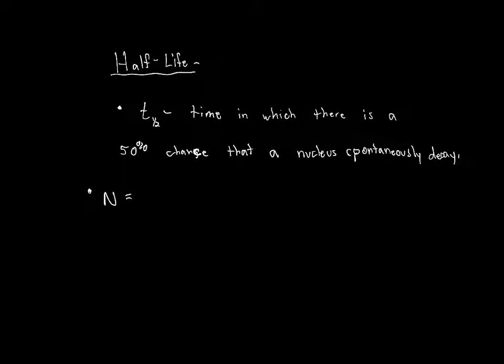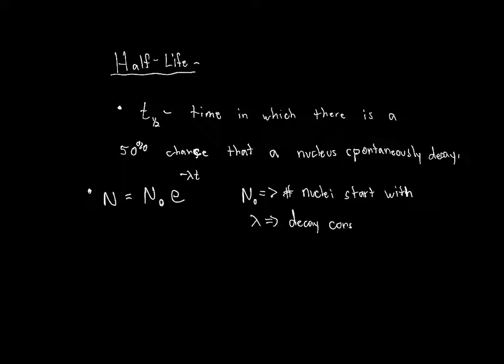N, the number of nuclei that you have, is equal to N naught, the number of nuclei at some starting time, times e to the negative lambda t, where N0 is equal to the number of nuclei you start with. Lambda is something called the decay constant, which you can write in terms of the half-life: lambda equals 0.693 over t to the 1/2. So that's what we can plug in for that lambda. And then t is the time that you're interested in knowing how many nuclei you have left.